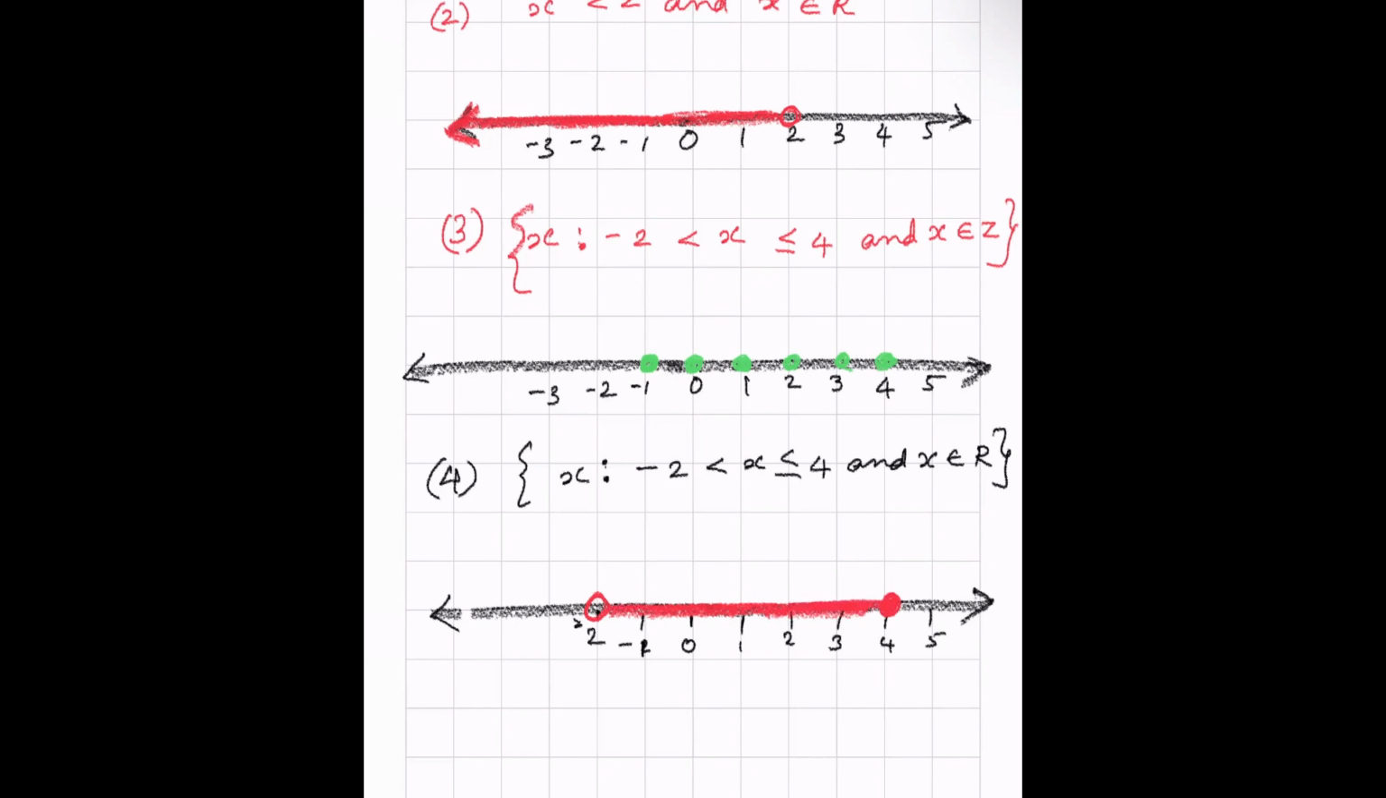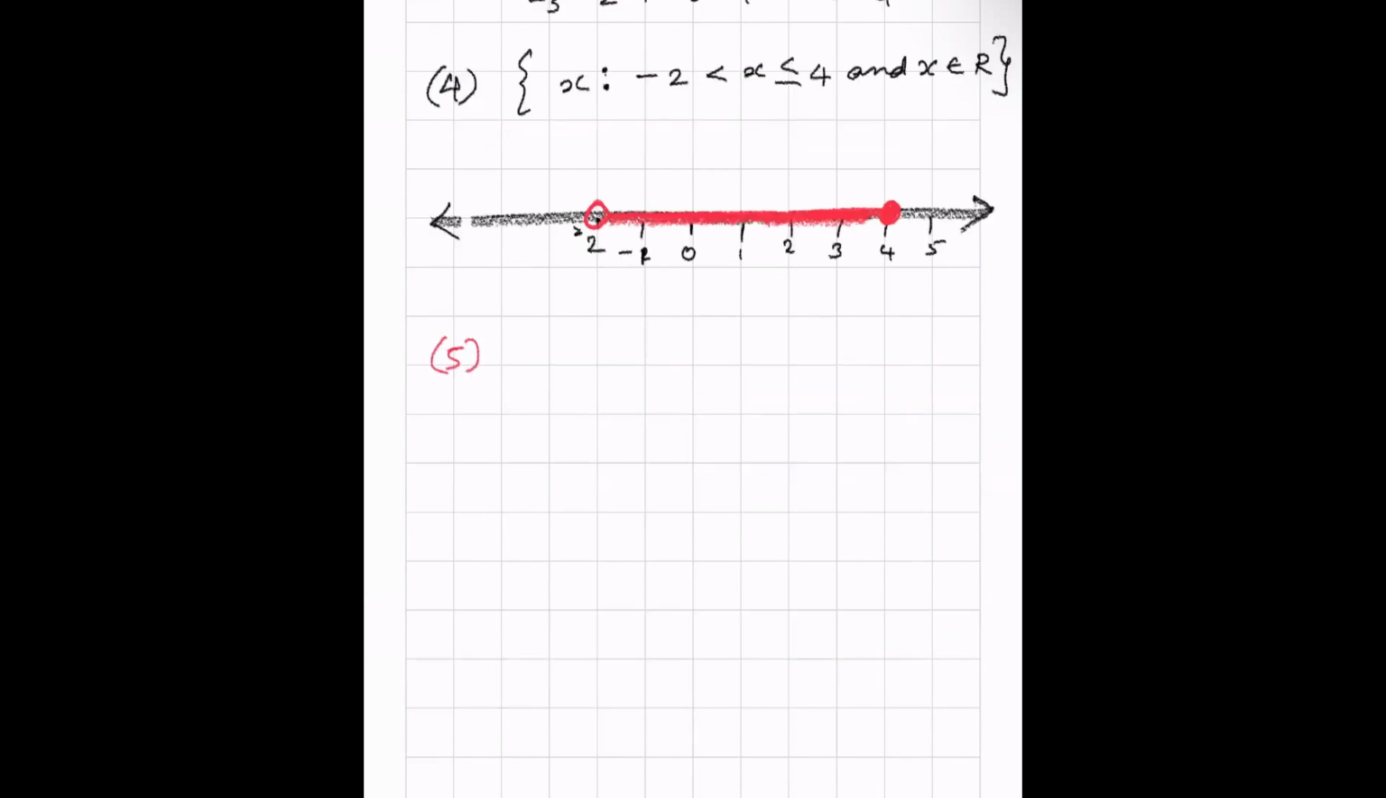So if I am considering x is an element of real numbers, then this is how it will come. Negative 2 is not included, so I am drawing a hollow circle. 4 is included, so I am drawing a darkened circle. Fifth one: x such that negative 3 less than or equal to x less than 3, and x is an element of W.